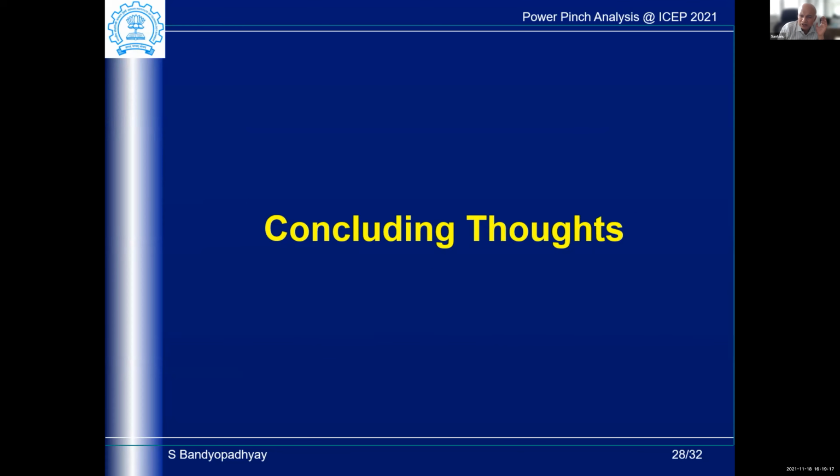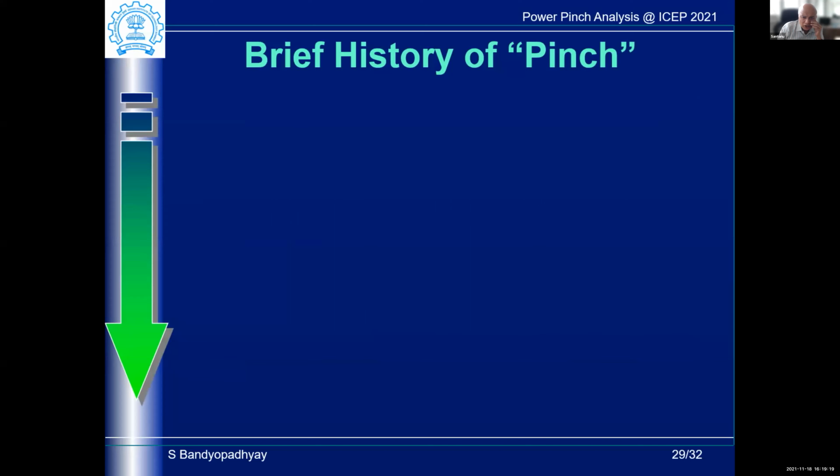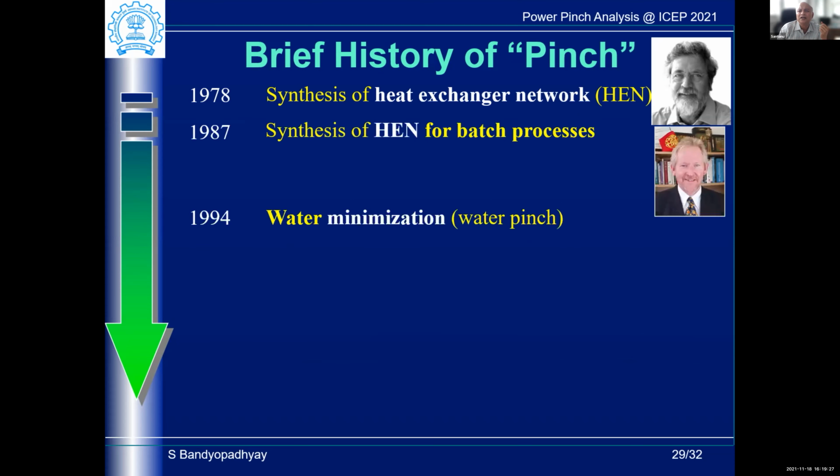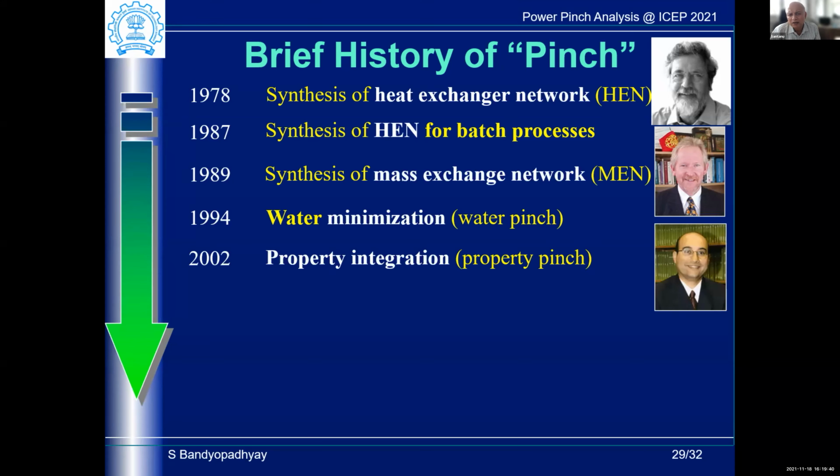So let me come to the concluding thought. If I look at the brief history, this is Professor Budolenov, who in 1978 started the concept of pinch analysis through heat exchange network. This is Professor Lenov's colleague, Professor Robin Smith, who essentially introduced heat exchange network for batch process, also proposed for water minimization. This is Professor Mohammad El Halwagi. Professor Halwagi has basically extended it for mass exchanger network, property integration.